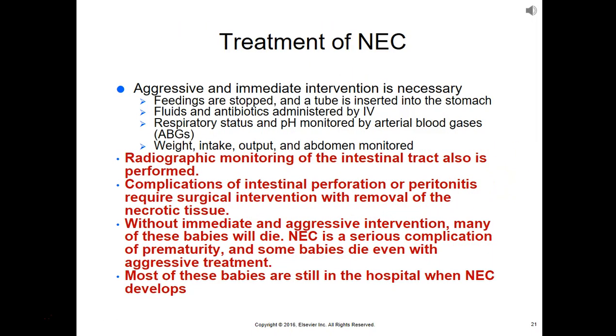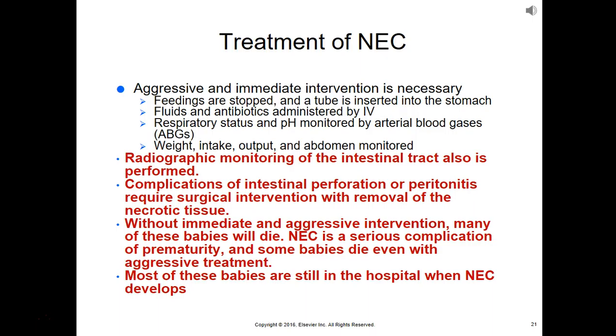So treatment includes aggressive and immediate intervention. Feedings are stopped and a tube is placed into the stomach. Fluids and antibiotics are going to be administered by IV. Respiratory status and pH are going to be monitored by ABGs, which are arterial blood gases. And then we're going to watch their weight, intake, output, and abdomen also.